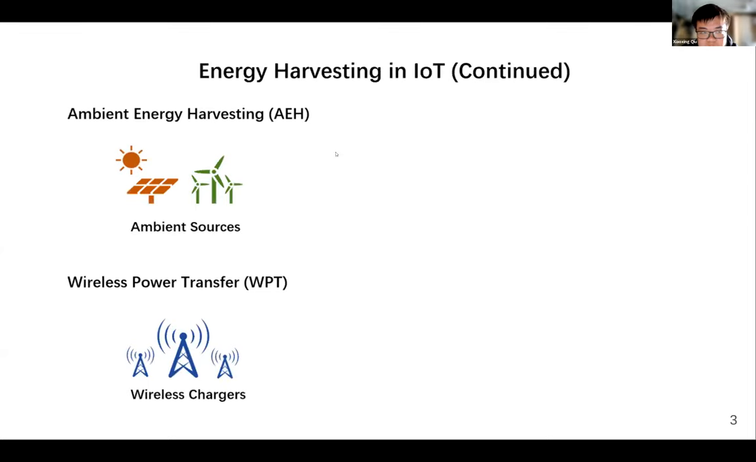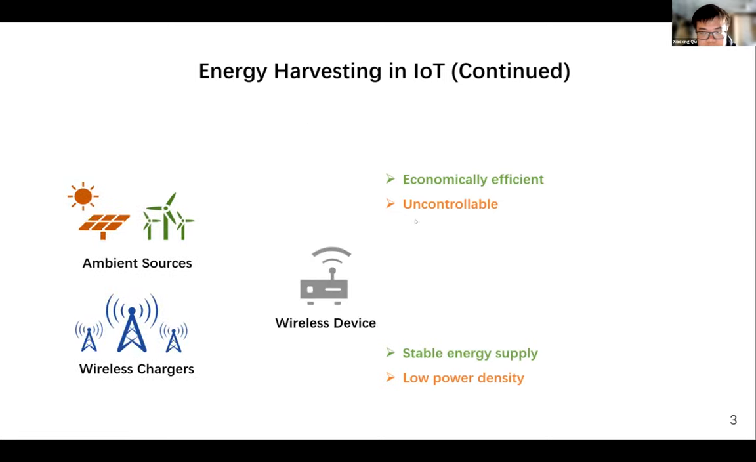However, both ambient energy harvesting and wireless power transfer have their advantages and disadvantages. Though AEH is economically efficient, it depends on the environment and thus is uncontrollable. WPT can provide a stable energy supply, but it lacks a high power density and requires charging infrastructures. To take advantage of the benefits of both AEH and WPT, while avoiding their limitations, we propose to combine AEH and WPT to power the device.